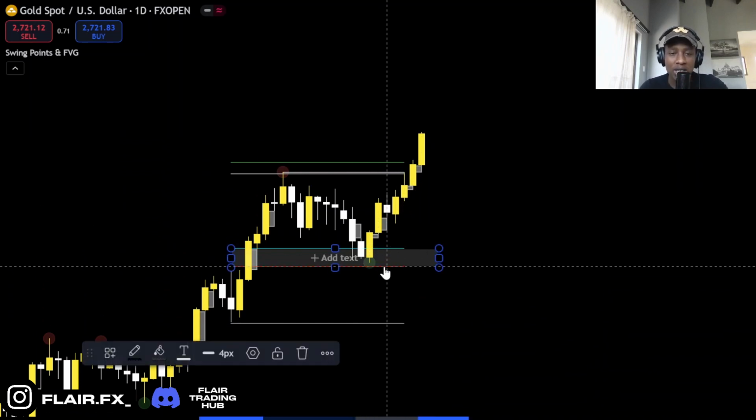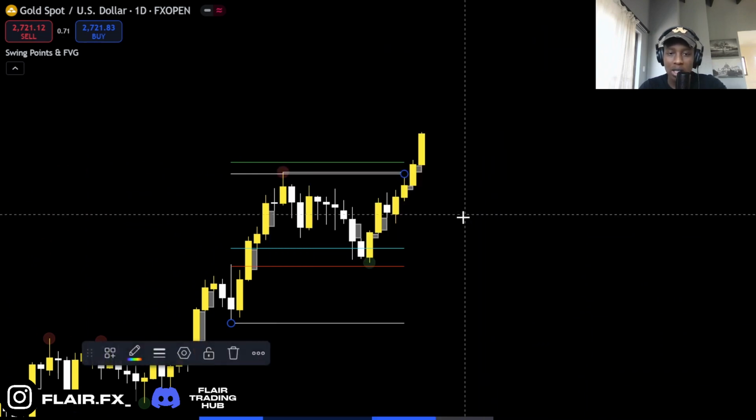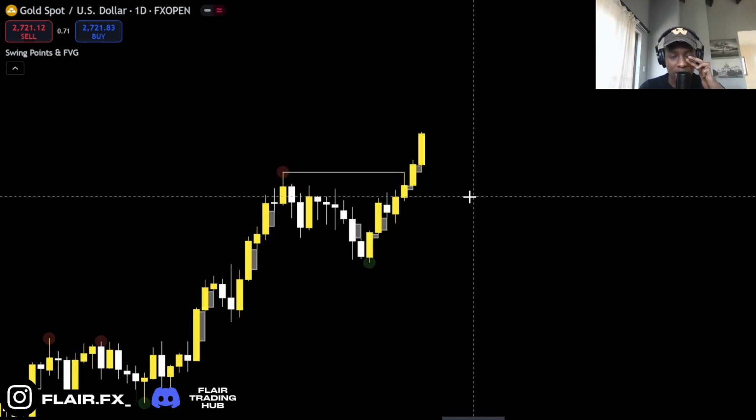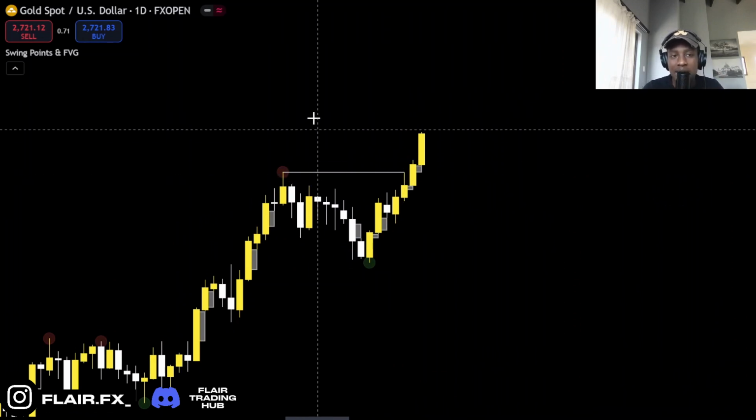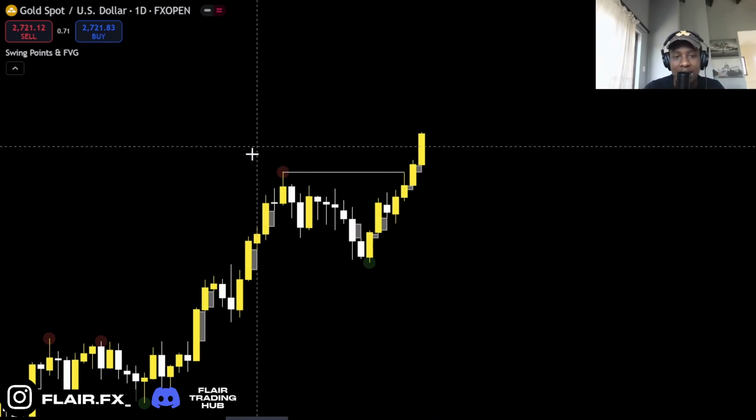So now I am looking at more buys on gold. It's also a situation where we have to be patient to get a confirmed high. The only time I'm going to get a confirmed high is if I get this swing point as well.